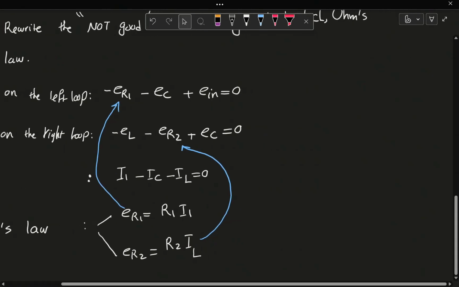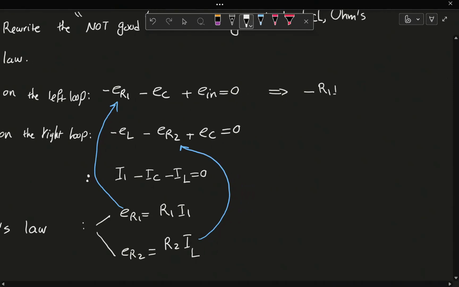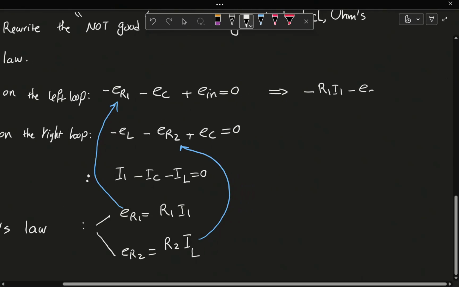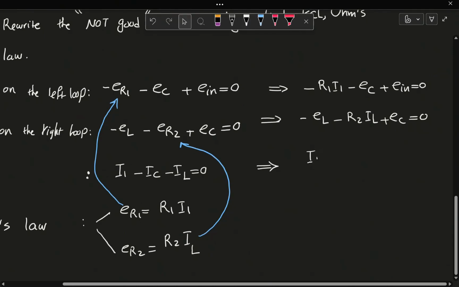Now, if you do these substitutions, you will get negative R1 I1, negative EC plus EN equal to 0. Similarly, if you substitute ER2 in the second equation, you get negative EL, negative R2 IL, plus EC equal to 0. And at last, from the third equation, you have I1, negative IC, negative IL equal to 0.